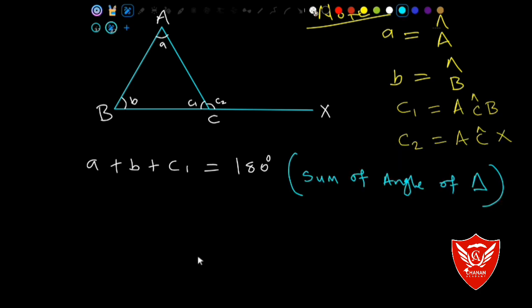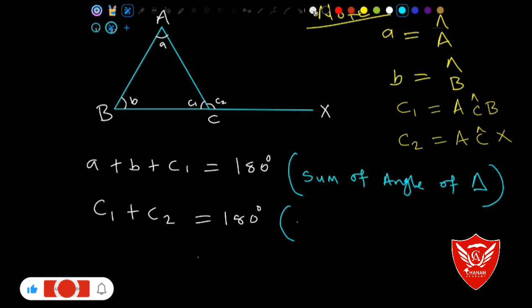So the next known fact is that these two angles, angle C1 and C2, are on a straight line. Angles on a straight line also sum up to 180. So let's do that. So we have that C1 plus C2 is equal to 180 degrees. So we also put our reason.